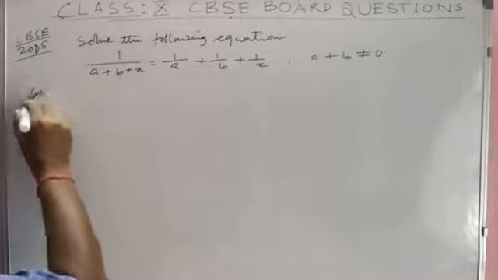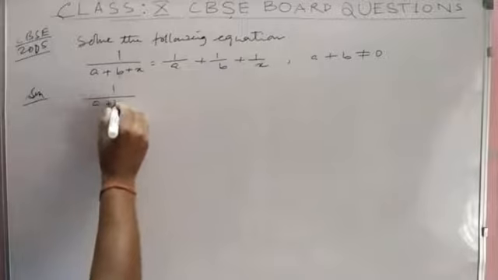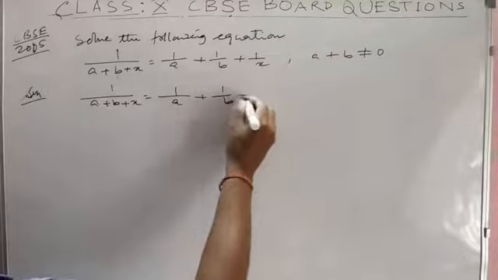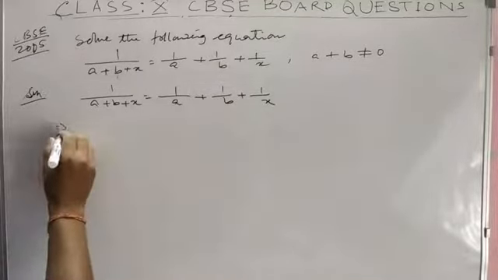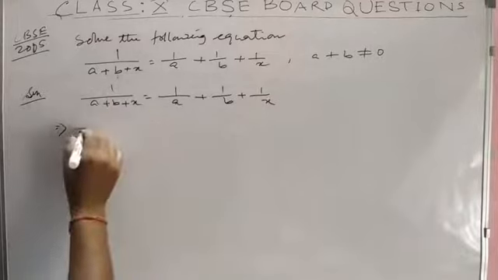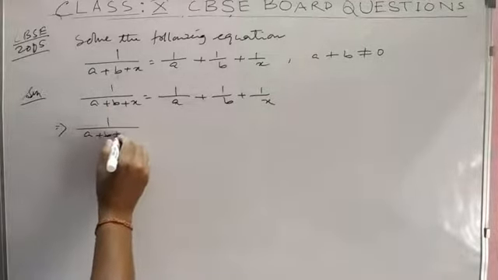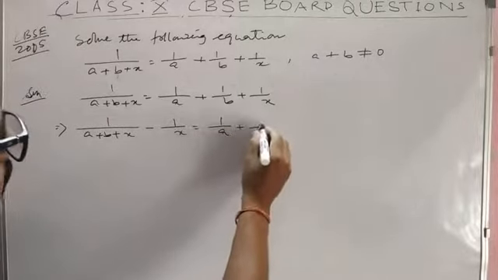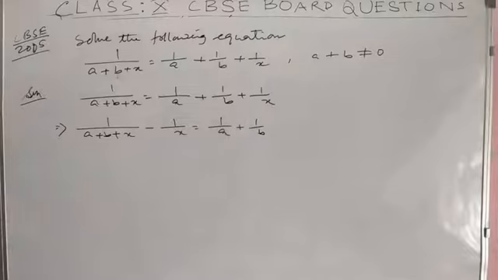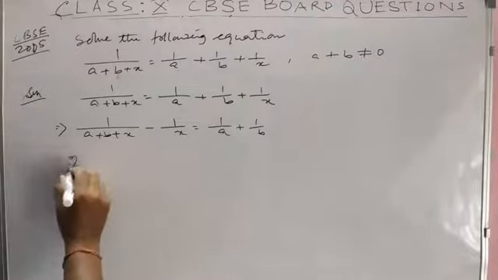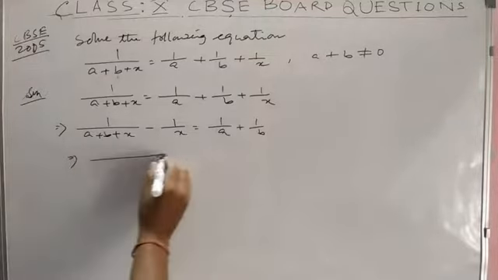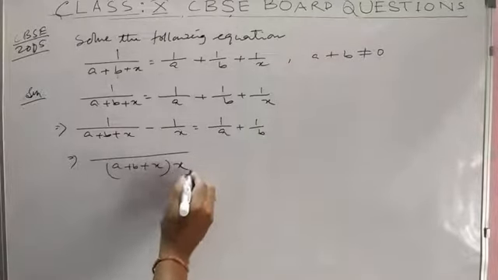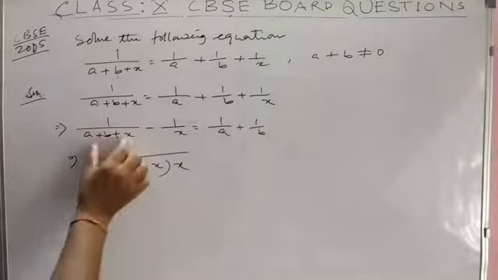Solution. Let us see. 1 by (a plus b plus x) equal to 1 by a plus 1 by b plus 1 by x. Now let us transfer this side: 1 by (a plus b plus x) minus 1 by x, and this side will remain 1 by a plus 1 by b. So now let us take the LCM here. The LCM will be (a plus b plus x) whole into x.